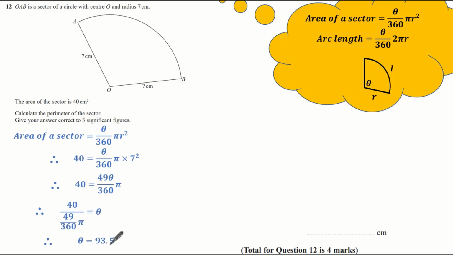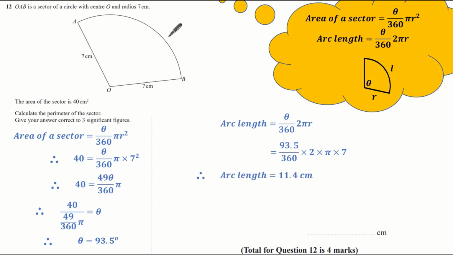Now I know theta is 93.5 degrees, I can work out the arc length. Well, to work out the length, we know the arc length is theta over 360 multiplied by 2 pi r. We know theta is 93.5 over 360 times 2 times pi times the radius, which gives me the arc length to be 11.4 centimeters. Therefore, the total perimeter of the sector is 7, add 7, add our 11.4, which gives us 25.4 centimeters, correct to 3 significant figures.